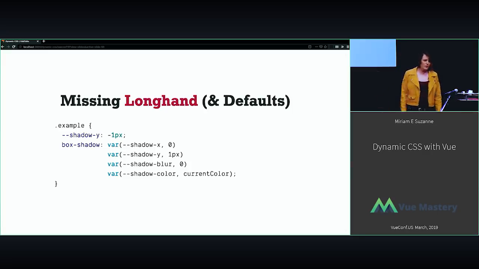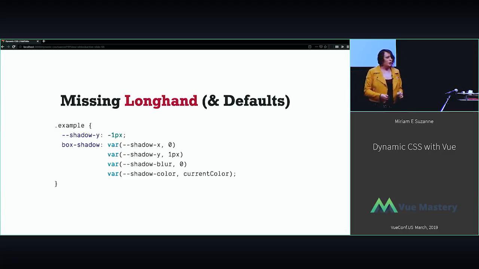Another thing you can do is this sort of missing longhand, where instead of resetting your box shadow's entire description every time, you can set up your box shadow initially to be built out of lots of variables, and then you can just adjust one variable at a time, and the whole box shadow will update. So it's a handy way to get longhand where you don't have it and do want it.